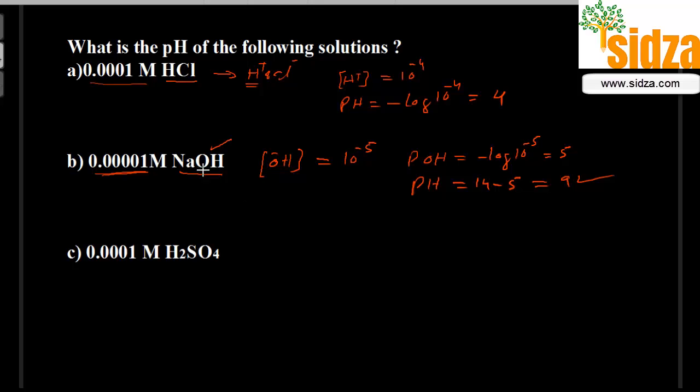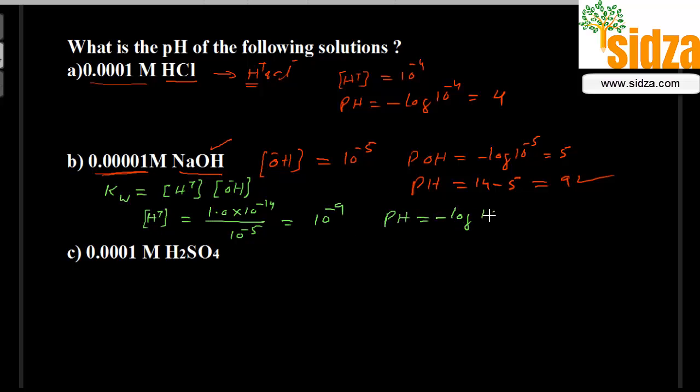Or alternately, you can first find the hydrogen ion concentration. We can calculate it from the dissociation constant of water, which is the H plus ion concentration times the hydroxide ion concentration. Therefore the H plus ion concentration will be equal to 1.0 into 10 power minus 14 divided by the hydroxide ion concentration, which is 10 to the power minus 5. So the H plus ion concentration here will be 10 to the power minus 9. Then you can find the pH, which is negative log of 10 power minus 9, which is 9. So again you got the same.